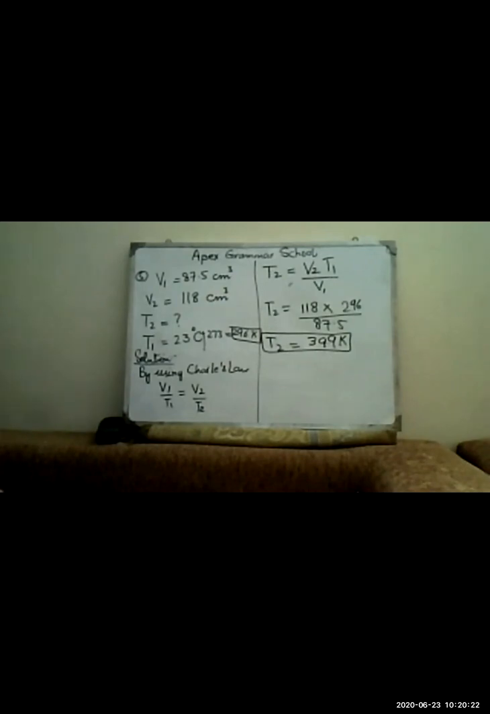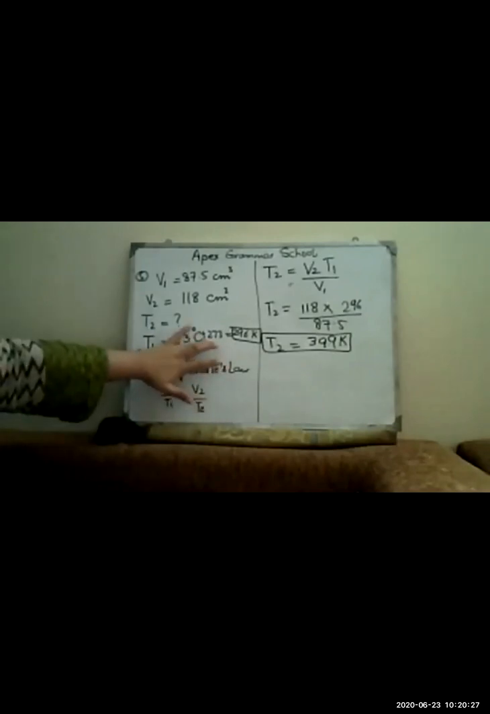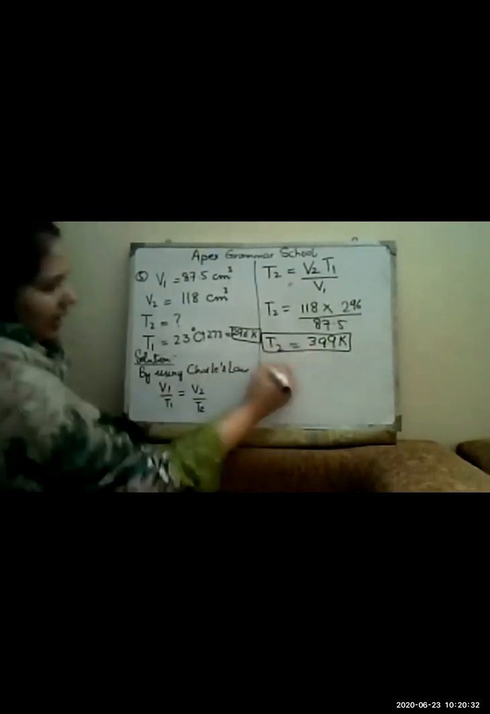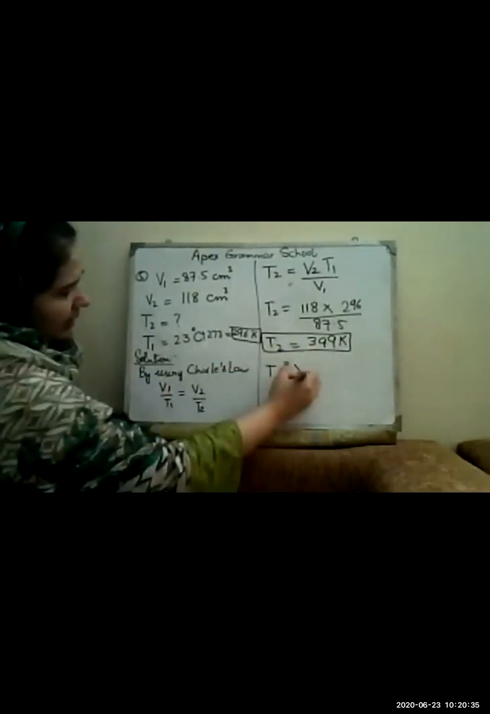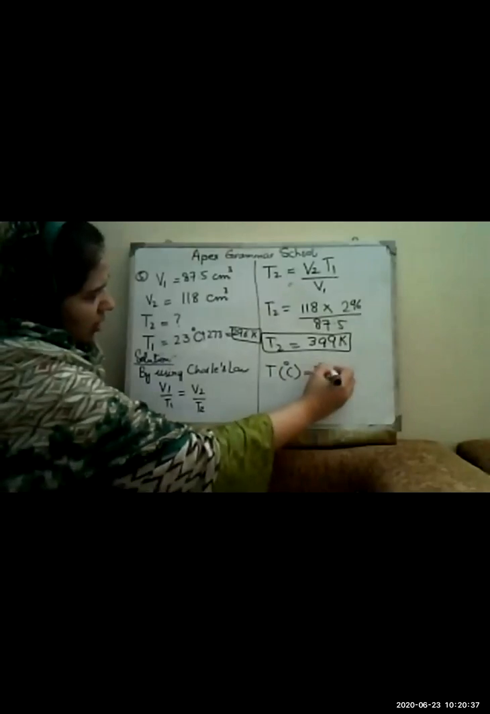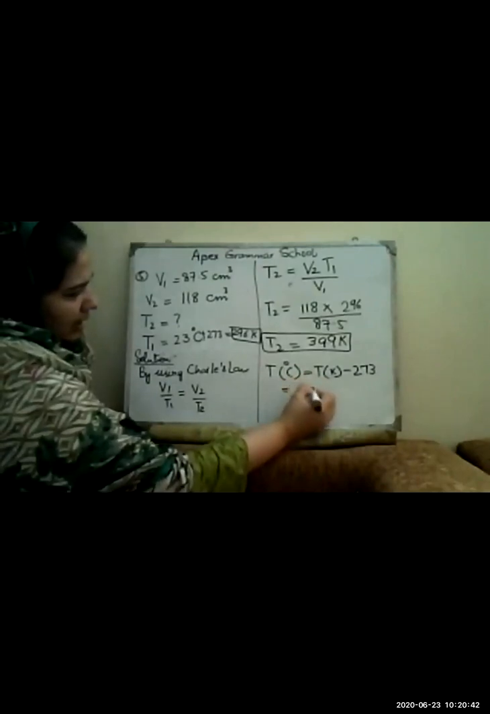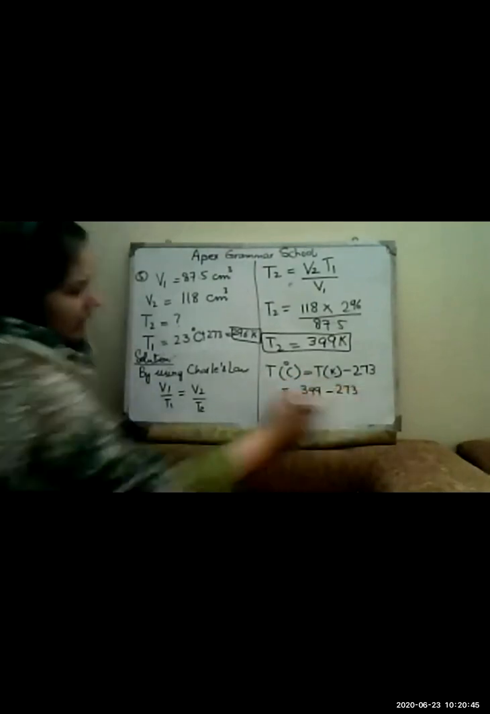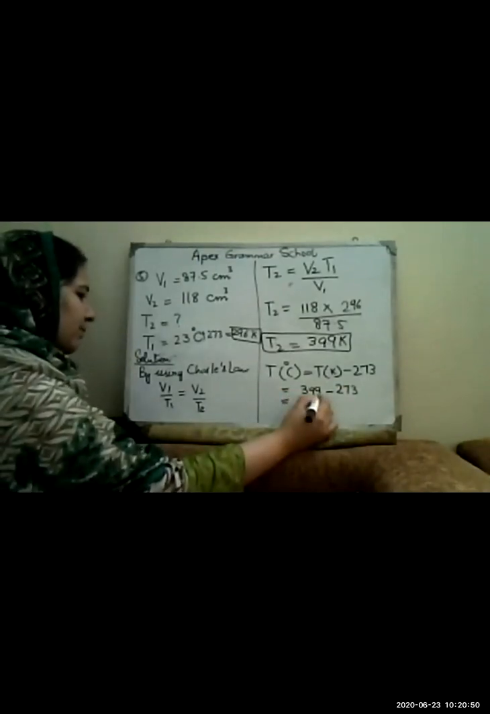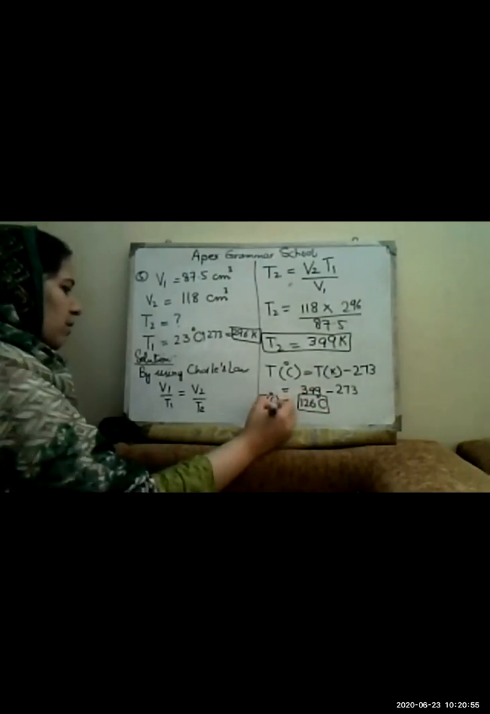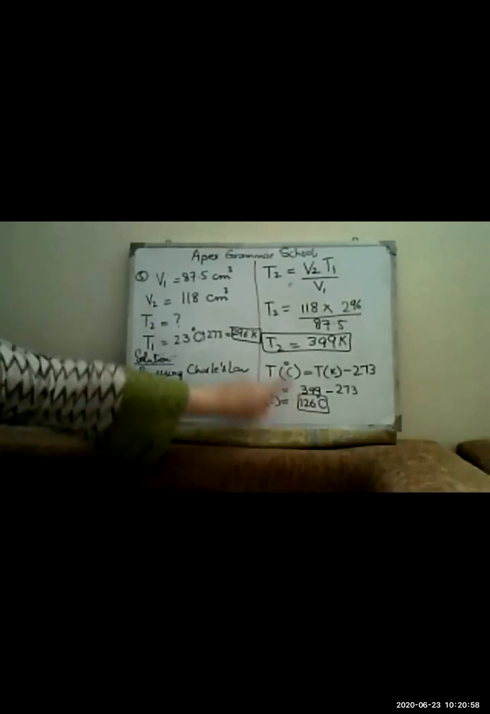And if you want to convert it into degree centigrade, because they have given us the value in degree centigrade, then what will we do? Obviously, this is in Kelvin, so we will say degree centigrade is equal to Kelvin minus 273. We will write down 399 minus 273, and the answer will be 126 degree centigrade. So this is the answer in degree centigrade and this is the answer in Kelvin.